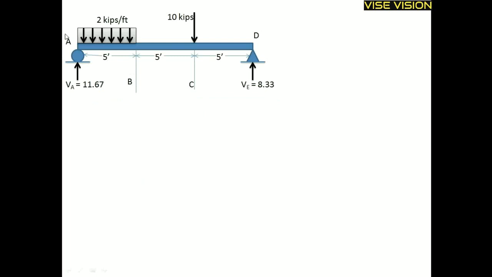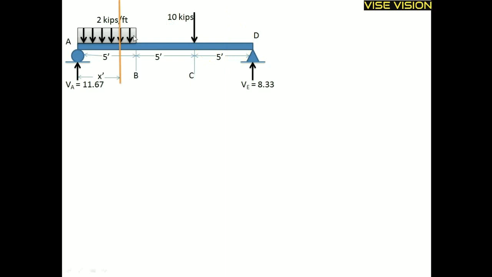For SFD and BMD diagram by equation method, we will make the equation for this region and for this region, and take this distance as x, and for this region. So we will make different equations for these three regions because the loading is changing in these three regions, and wherever the loading is changing, you will make a separate equation for that region and solve it furthermore.